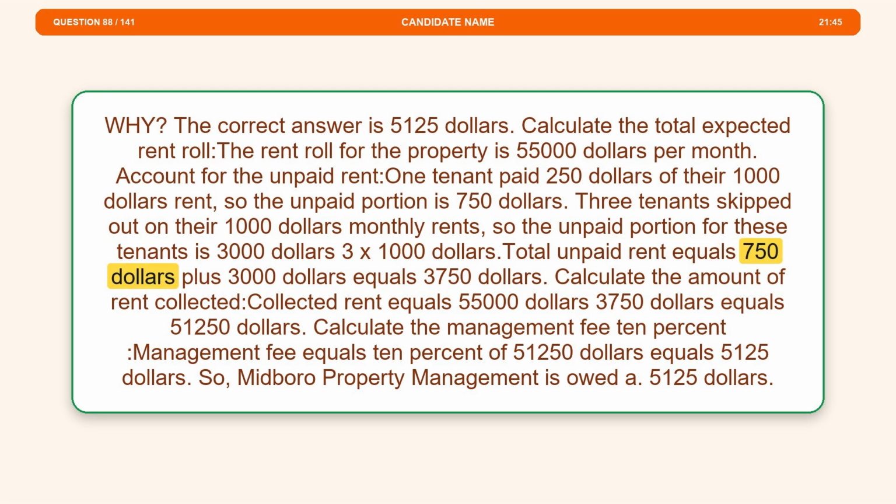Calculate the amount of rent collected. Collected rent equals $55,000 minus $3,750 equals $51,250. Calculate the management fee. Management fee equals 10% of $51,250 equals $5,125. So, Midborough Property Management is owed $5,125.